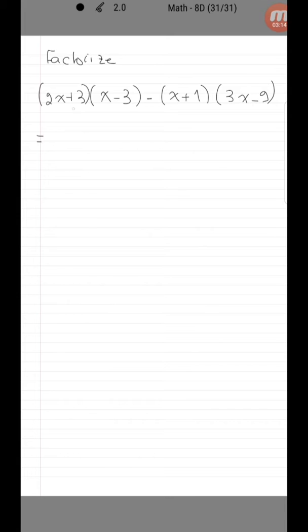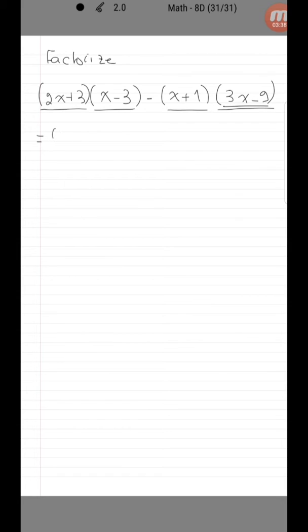Between 2x and 3 I don't have a common factor. Between x and 3, no common factor. Between x and 1, no common factor. Between 3x and 9 I have a common factor, which is 3, since both terms 3x and 9 can be divided by 3. So here I have a common factor which is 3.